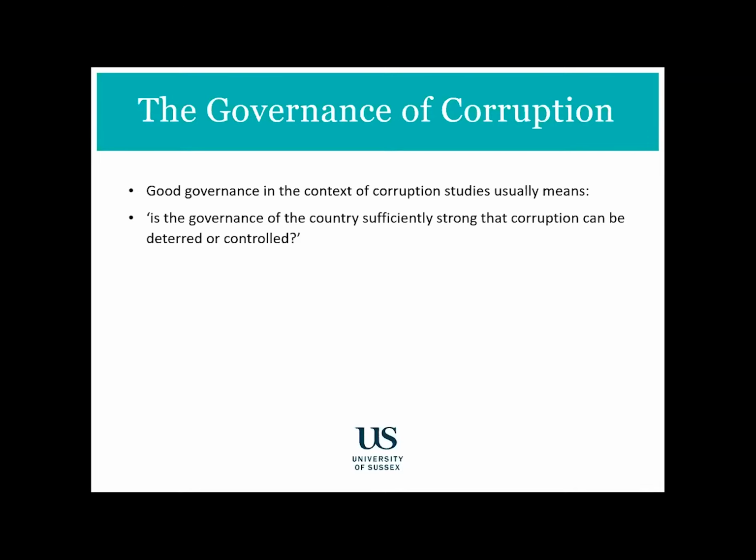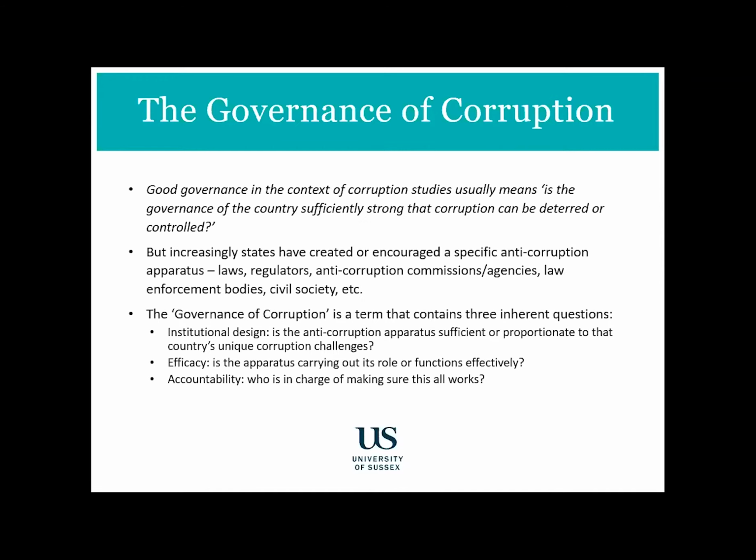So what is the governance of corruption? Well, good governance in the context of corruption studies usually means something along these lines: is the governance of the country sufficiently strong that corruption can be deterred or controlled? And that seems a very reasonable approach to looking at how you might tackle corruption in the country. You look at its overall governance. I think there's a distinction to be drawn between the overall governance of a country, which might have the effect of deterring or controlling corruption, and the governance of corruption.